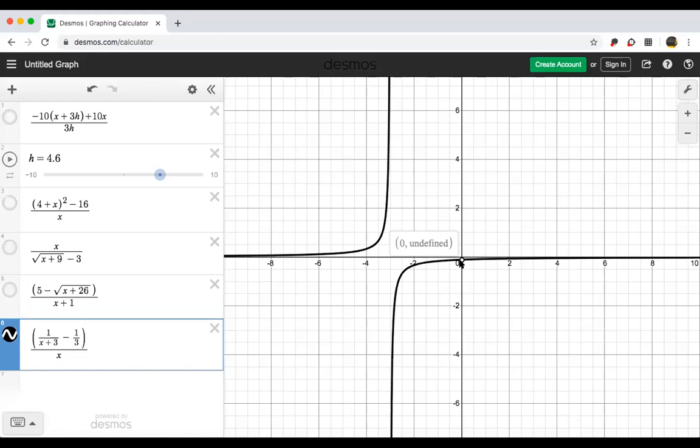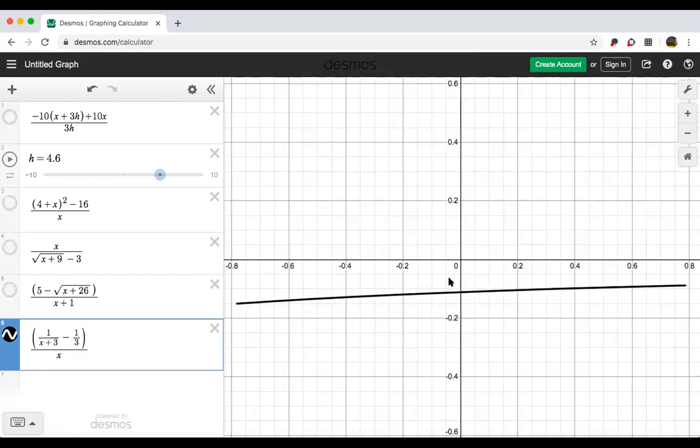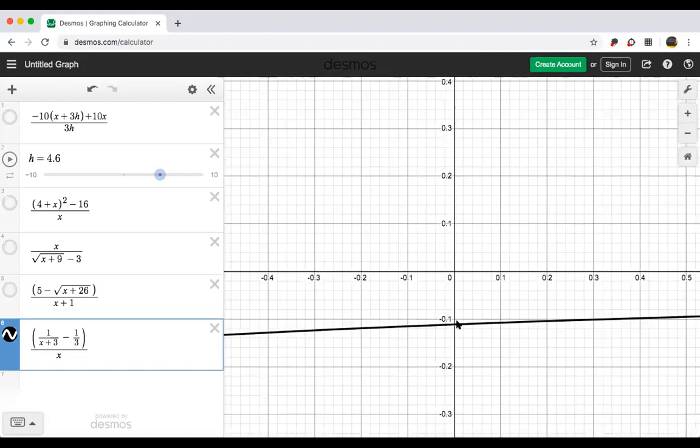But what about to either side? Well, let's zoom in here. What about to either side of 0? Okay, so it's undefined exactly at 0, but just slightly to the left, we're at negative 0.1111, and just to the right, we're at negative 0.1111. Well, 0.1 repeating is 1/9. So there it is. There is your negative 1/9 verified graphically.